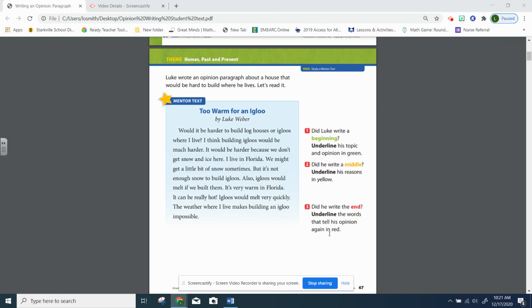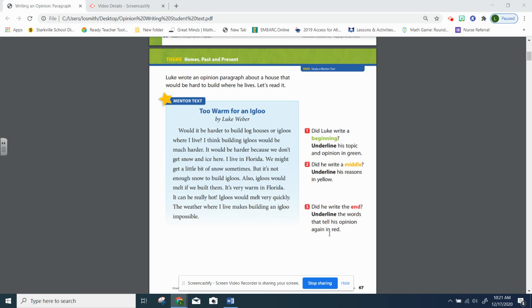Let's read it. Mentor text. Too Warm for an Igloo by Luke Weber. Would it be harder to build log houses or igloos where I live? I think building igloos would be much harder. It would be harder because we don't get snow and ice here.